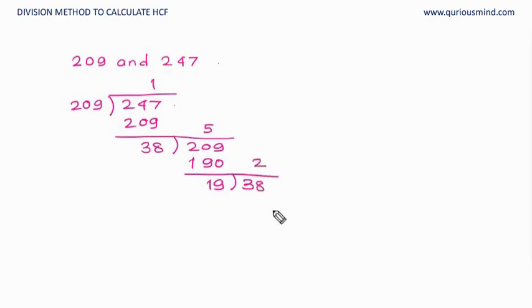19 2s are 38, and now this time the remainder is 0. When we get remainder as 0, we stop there and take the divisor of that division. So here we got the remainder 0, and in this division the divisor is 19, and therefore our HCF is our divisor.